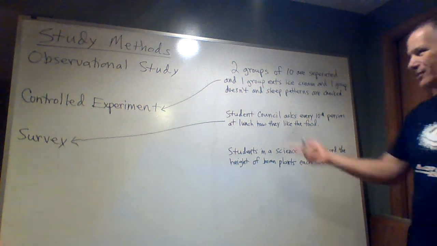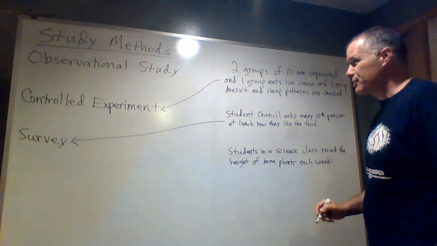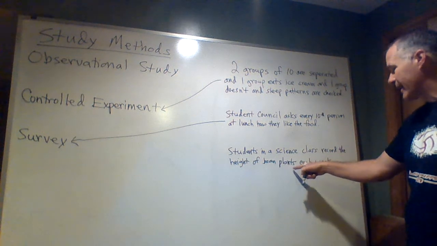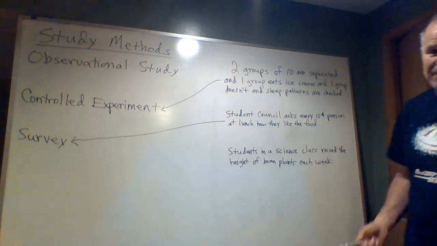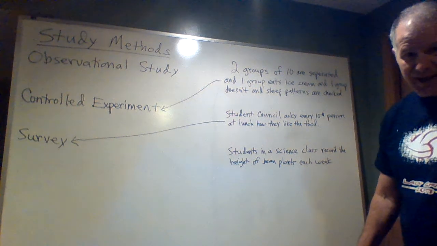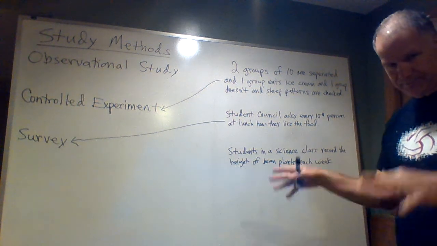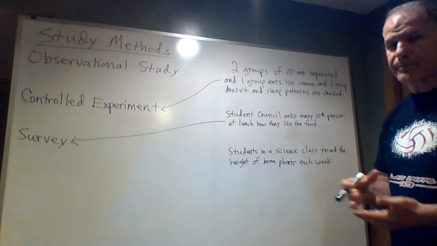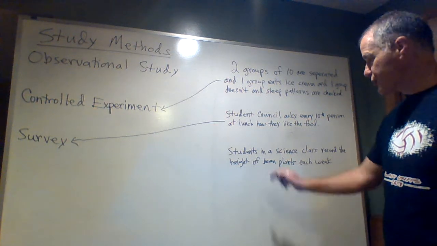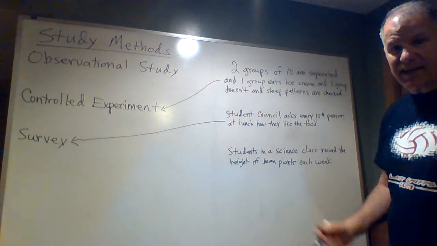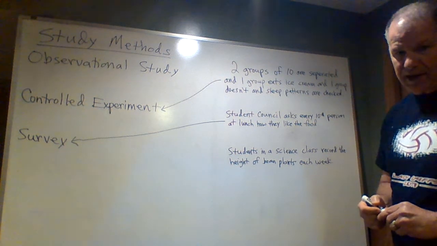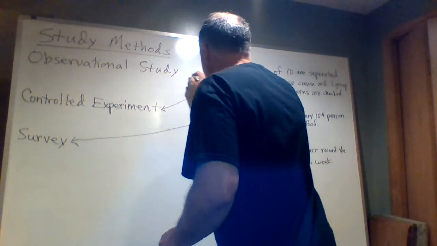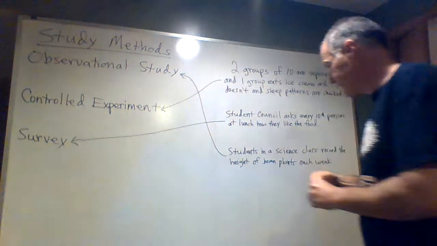And then the last one, you can kind of tell it's going to be an observational study: students in a science class record the height of a bean plant each week. Some of you guys probably have done this in science class, where you plant bean seeds and you just record their growth over the whole 9 weeks, doing some type of study and maybe just seeing how they're growing. So that is an observational study. You're just recording the height of the bean plants.